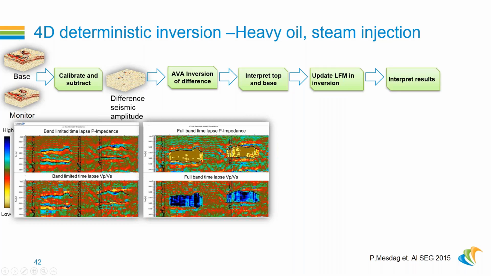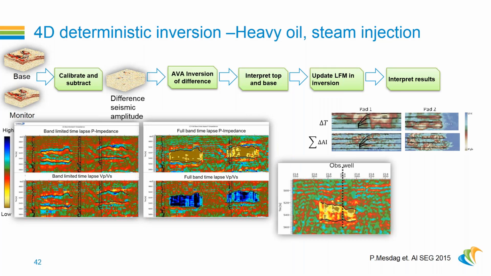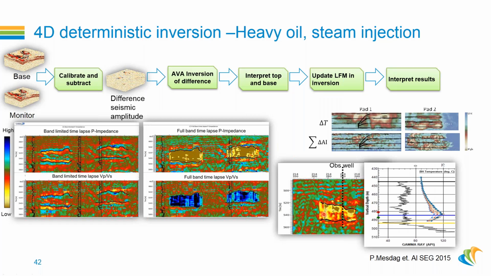Then we need to interpret the results, and we can compare with, for example, delta T at the base of the reservoir and acoustic impedance variation in the reservoir, which have different, independent measures from the current inversion. There was one well here, for example, shown. There is this green zone here within this yellow zone.